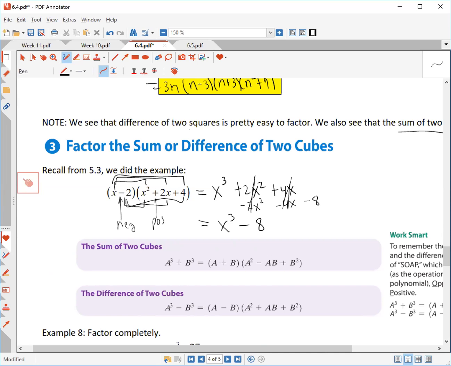We need to be able to recognize perfect cubes. 1 times 1 times 1, 2 times 2 times 2 is 8. 3 cubed is 27. 4 cubed is 4 times 4, 16 times 4 is 64. 5 cubed is 125. 6 cubed is 216, but I really don't go that far. I usually leave it at 125.